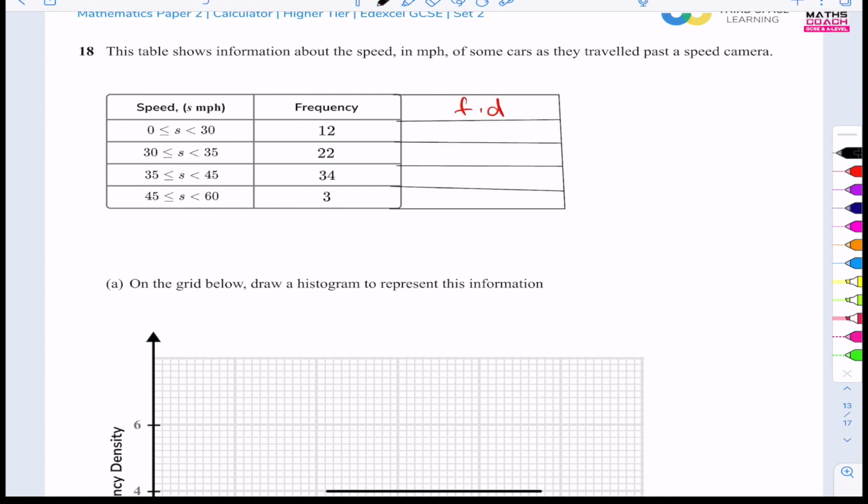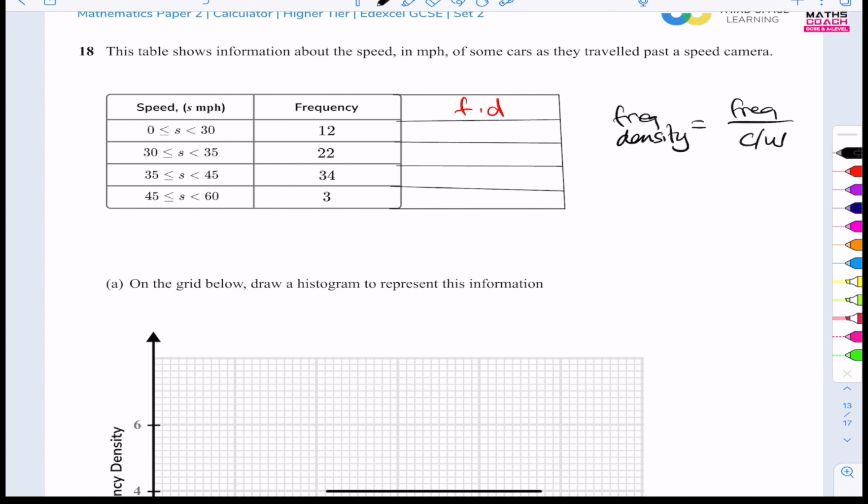And then of course you need a formula. So frequency density is equal to frequency divided by the class width. So to find what goes in here, we're going to do frequency divided by the class width. So the class width here is 30. The class width here is 5. The class width here is 10. The class width here is 15.